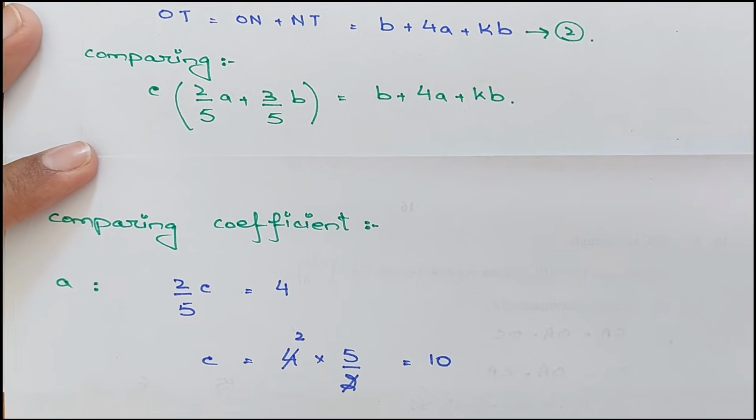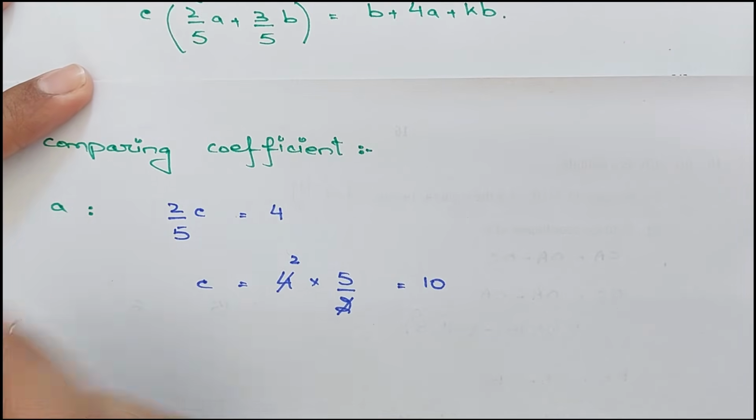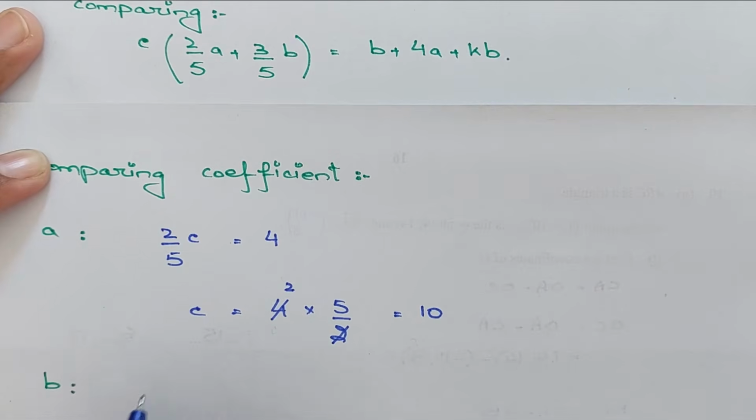Right. Now let me compare the coefficients of B. Comparing the coefficients of B. Now the B coefficients are 3 by 5C.